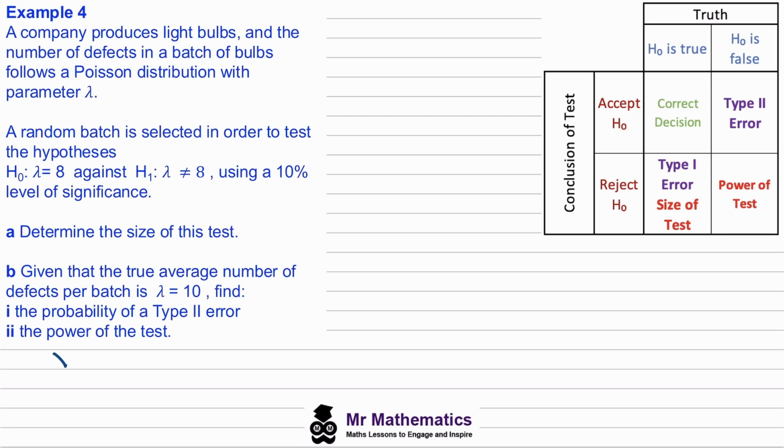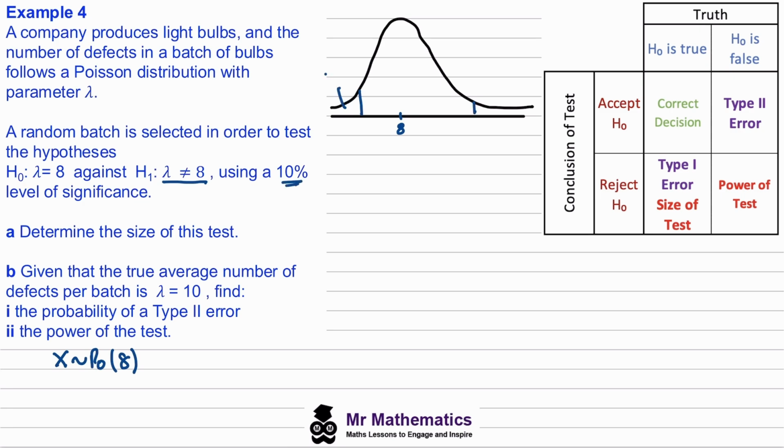If we assume that x is distributed with a Poisson of lambda 8, and then if we sketch this model, we know the expected value will be at 8. And because we're testing that lambda is not equal to 8, it's a two-tailed test, where each tail will have an area half of a significance level, so with 5%. We need to work out each of these critical regions. We'll call this one C1 and C2.